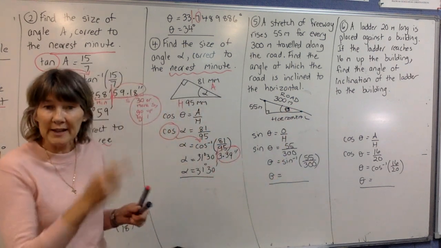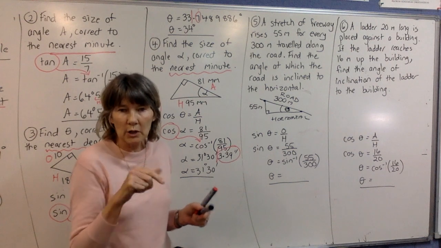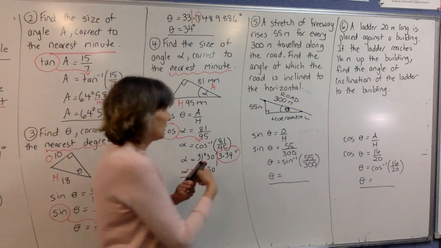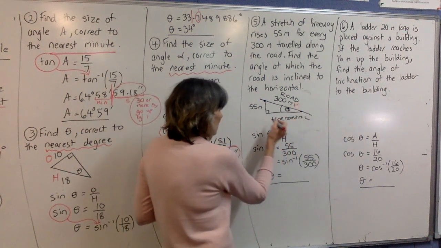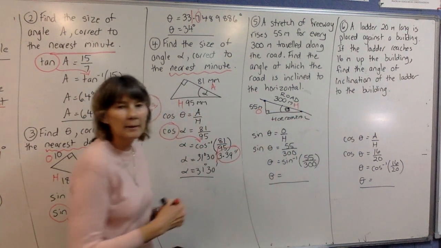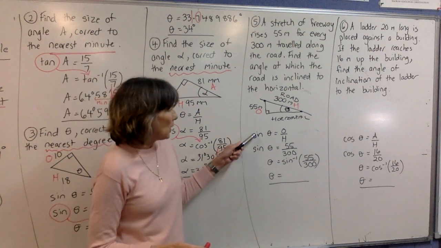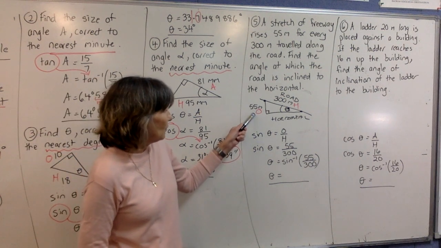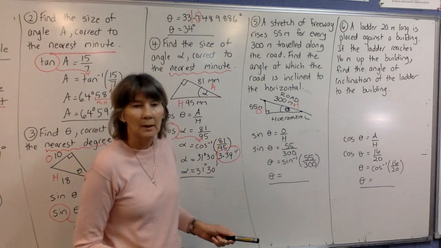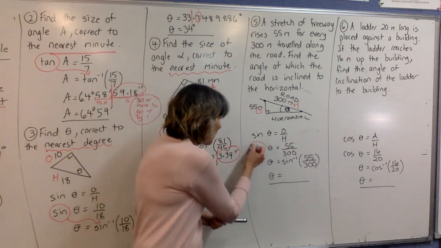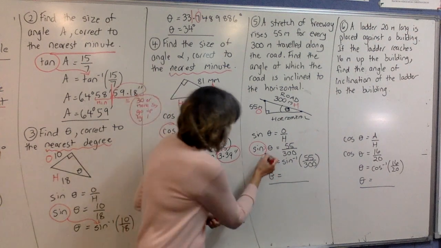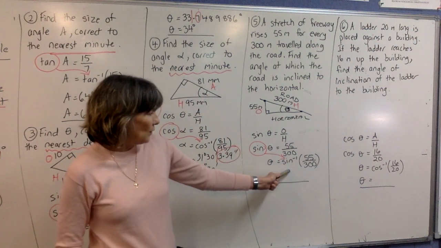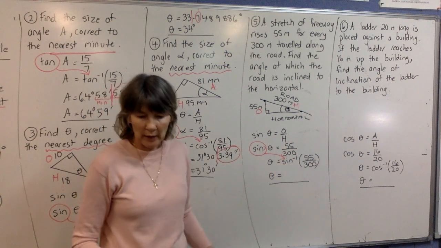So let's put our theta in there. When you're looking for an angle, let's just call them theta, it's easier. And let's label our sides. So this is our hypotenuse, and this is the opposite side. So sine theta equals O over H. Put our numbers in. Sine theta equals 55 over 300. Now we're getting theta by itself. Get rid of sine. So now we're doing inverse sine of 55 over 300.